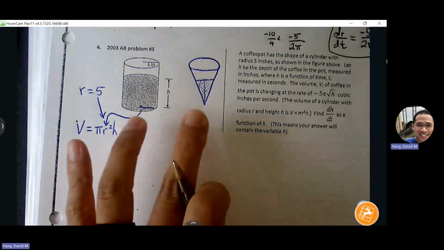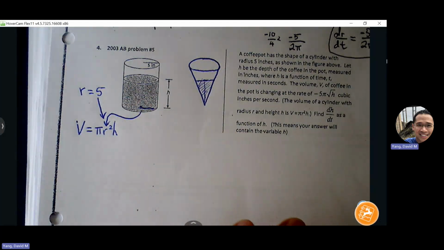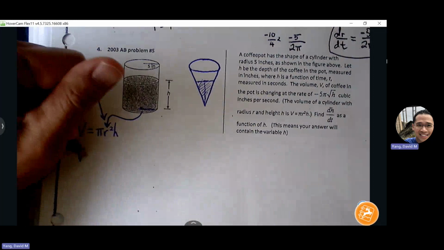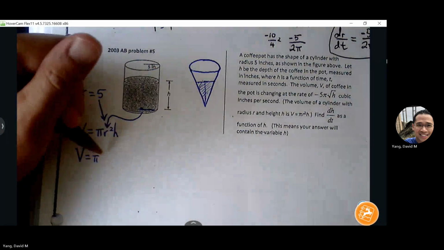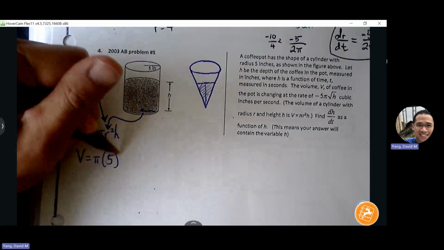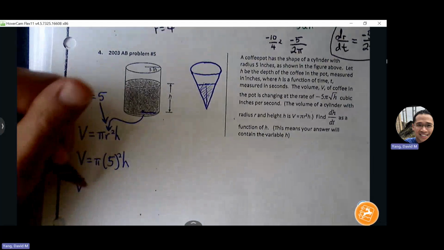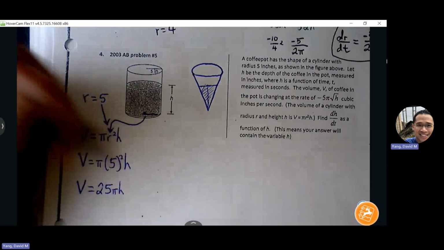So I want us to make sure that whenever we see a cylinder problem, in our minds we're thinking, okay, this is an easier problem than the cone, and we don't have to go through similar triangles. So V equals what? Pi times 5 squared times H. Let's clean this up. V is equal to 25 pi H.